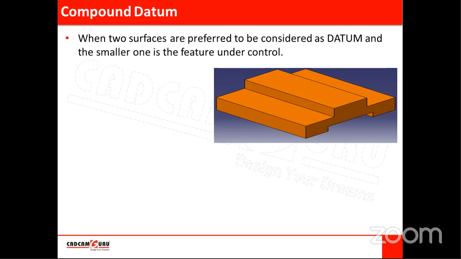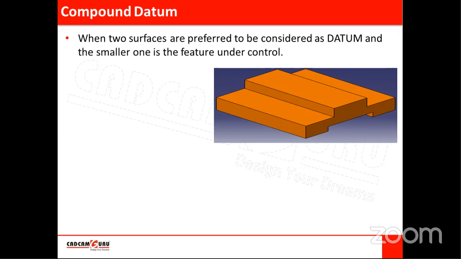Consider this type of component. Here we are expecting parallelism of this surface with respect to these two surfaces. Now there are two surfaces to be considered as a datum, and this is the feature under consideration. These are the datum features. But while defining parallelism, it's not like that you have to define two separate datums. For orientation type characteristics, there is no primary datum and secondary datum. There will be only a primary datum, only the third chamber.